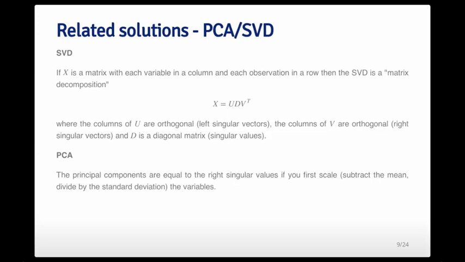I'll talk about these components a little bit later on. Principal components analysis, also usually known as PCA, is related. It uses the singular value decomposition. The basic idea is that if you take the original data matrix, subtract the column means from each column, and divide by the column standard deviation, and then run an SVD on that renormalized matrix, the principal components would be equal to the right singular vectors of the matrix, so the V matrix.